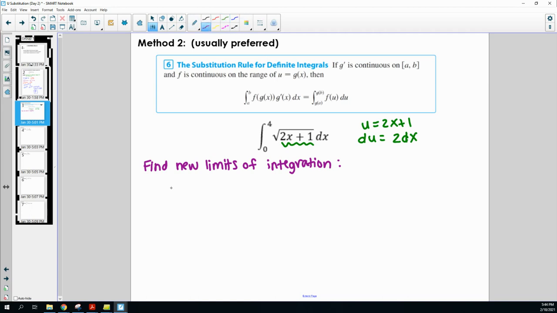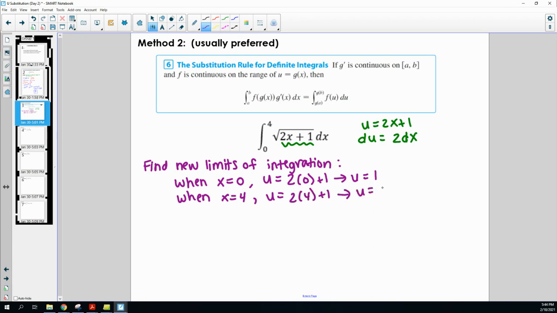So if I want to change them in terms of what u would be equal to, I'm going to say, when x is equal to 0, because that's my lower limit, u is going to equal, I'm going to plug in 0 for x in my u equation. So u is going to be 2 times 0 plus 1, which means this u value is going to be equal to 1. Then when x is equal to 4, u is going to be 2 times 4 plus 1, which is going to be u equals 9.